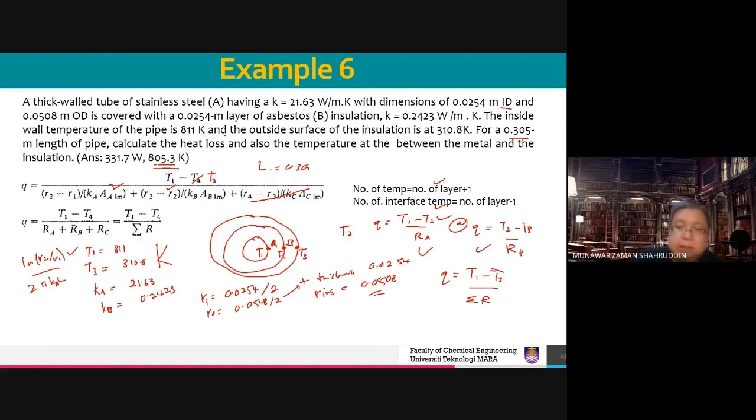Hopefully, by this very brief explanation, I'm not explaining this in sequence, but I hope this will help you in solving this equation, and you will get the answer. Hopefully. So, kalau tak dapat tu nanti boleh tanya.